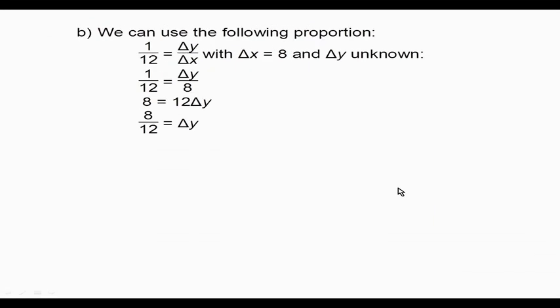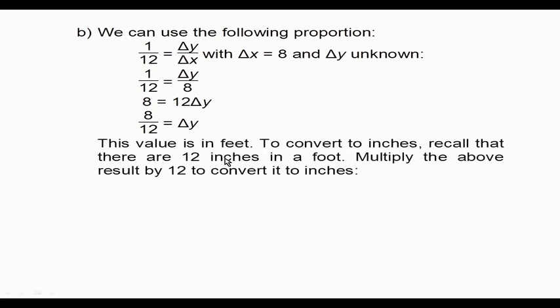So you get 8 over 12 as delta y, but 8/12, I can reduce that to 2/3. Now remember, this side is in feet. To convert to inches, recall that there are 12 inches in a foot. I'm not reducing the 8 over 12 because of this 12, to convert to inches. So 8/12 times 12. Remember, the 12 is really 12 over 1, so I cancel.